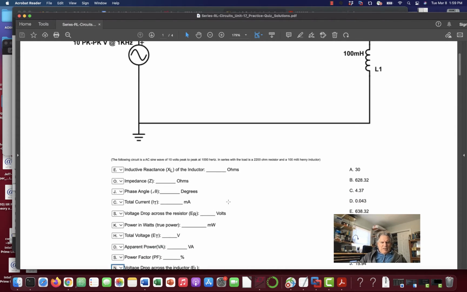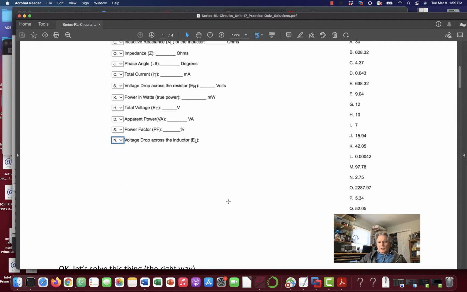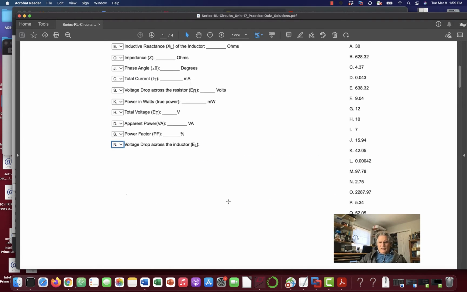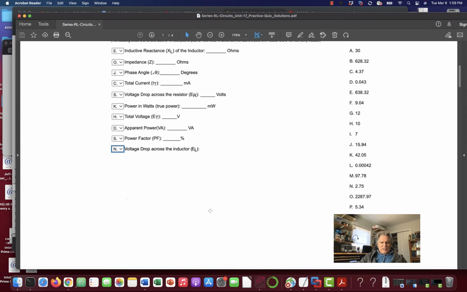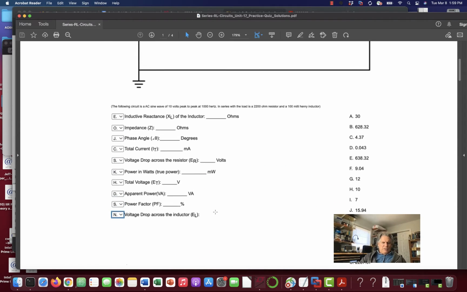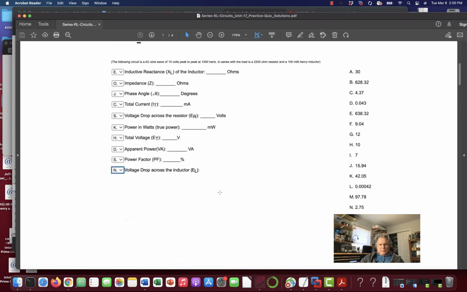So now I think these were some of the scores I gave, and some of the answers I gave, and apparently they didn't agree with them. But rather than trying to pick out answers from a list like this, I'd like to just do the thing, and you can see what the answers ought to be. Okay, let's solve this thing the right way. So just the thing to remember here, 2.2 k, 100 millihenries, and 1 k ohm, and of course 10 volts peak to peak.